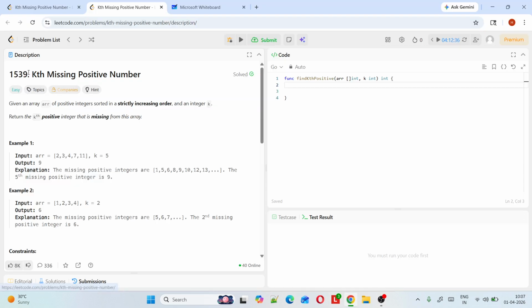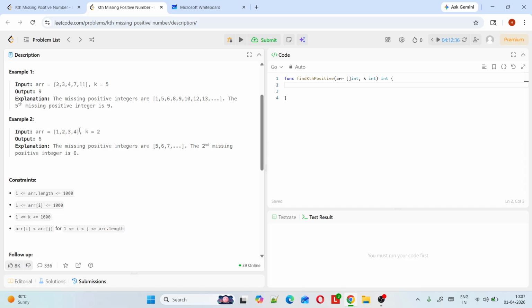Today's problem is kth missing positive number. Let's understand the problem statement. Given an array of positive integers sorted in strictly increasing order and an integer k, return the kth positive integer that is missing from this array. Let's understand that with an example.